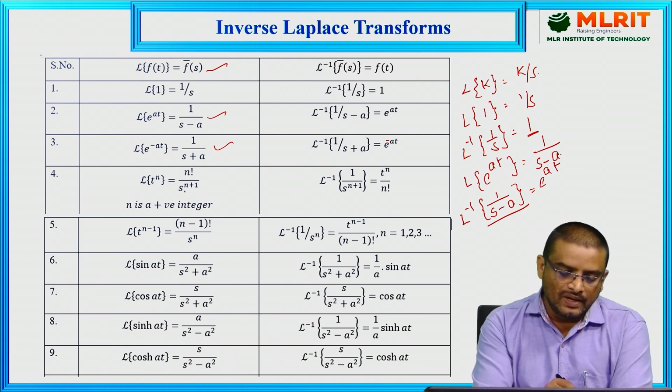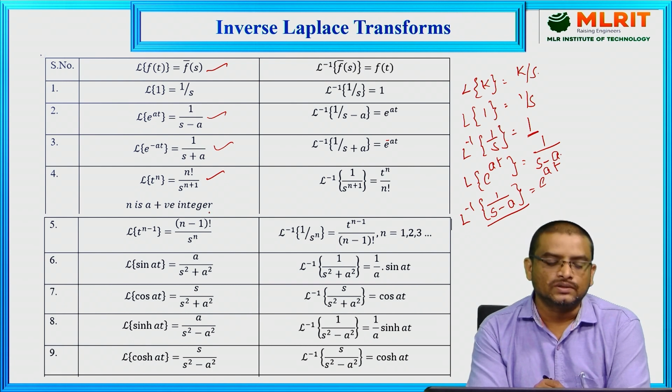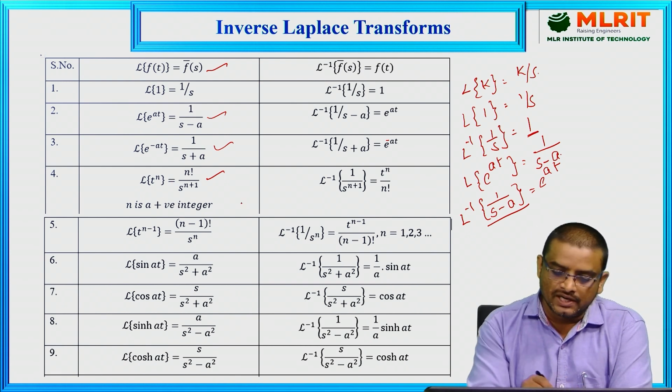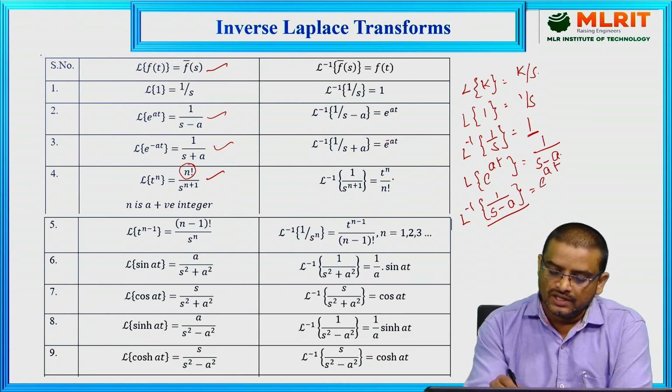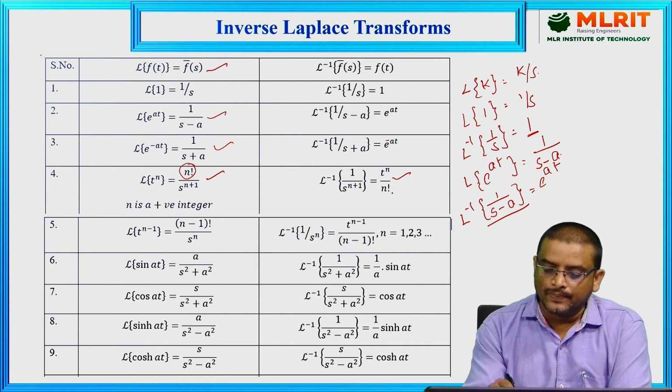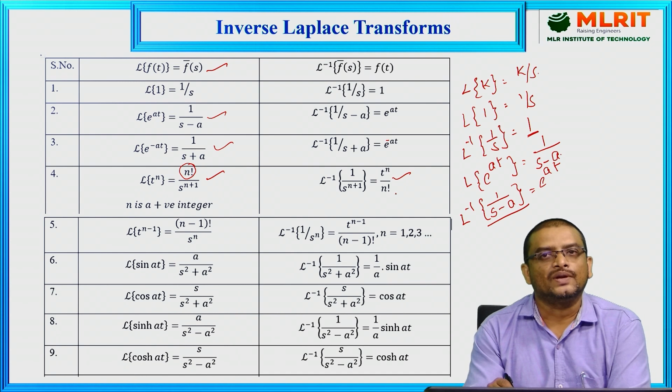And we have proved that the Laplace transform of t power n is equal to n factorial by s power n plus 1. Now send this L to this side, it becomes L inverse of n factorial by s power n plus 1. n factorial is nothing but a constant, so we can take that constant outside and send it to this side, and it becomes t power n by n factorial. So like this we can take the formulas in the inverse Laplace transform.